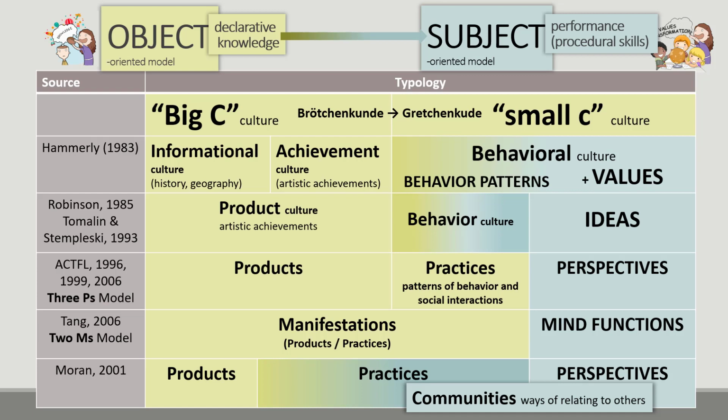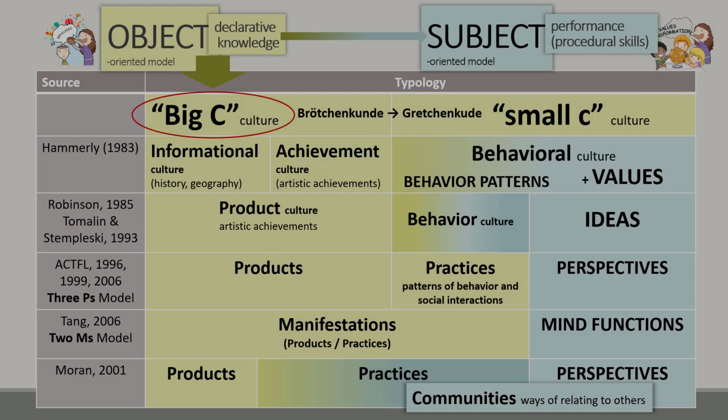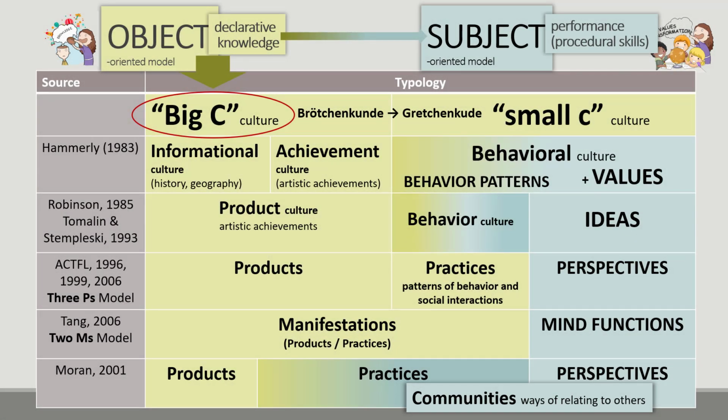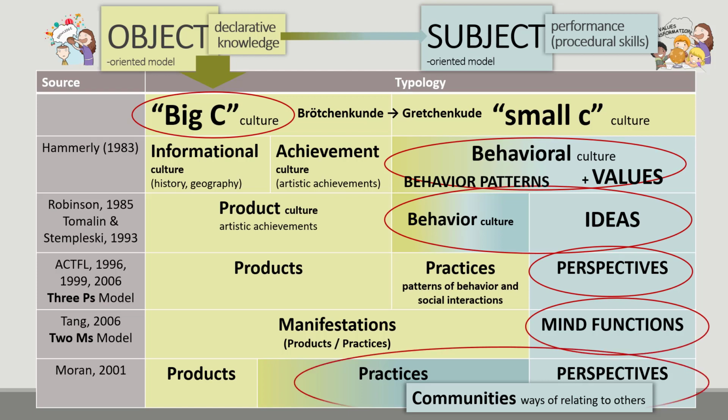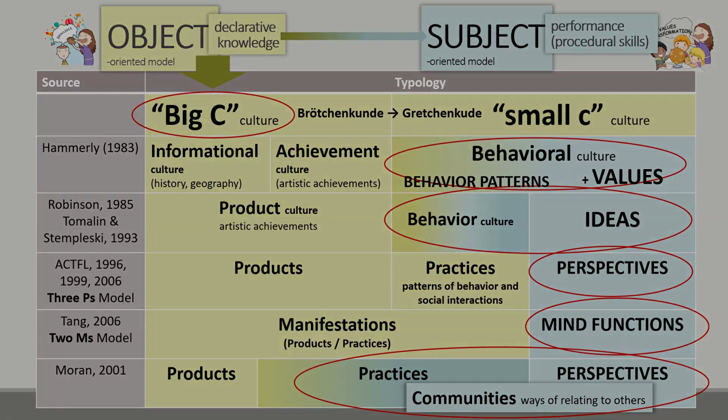The early big C, small c culture typology was object-oriented and hierarchical. It was focused on big C, mainly represented by artistic achievements such as literature, as we saw in the Bildungskunde, Kulturkunde model. The new conceptual frameworks emphasize the importance of the meaning system of culture. For that, they use different terms such as values, ideas, perspectives, and mind functions.